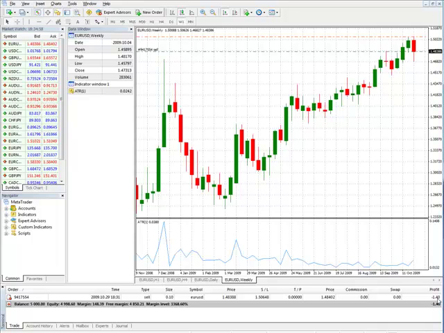Has not cost us very much. And that's the whole point of doing this particular exercise, giving you a feel for risk control, how to find out the range of the particular market that you're trading. That's always important. And then you have an opportunity to measure things like risk reward.